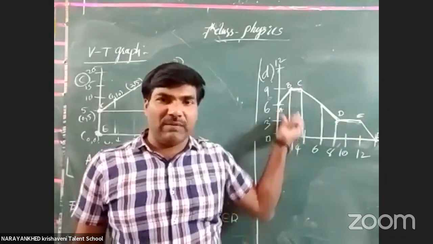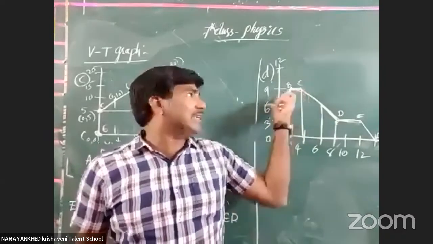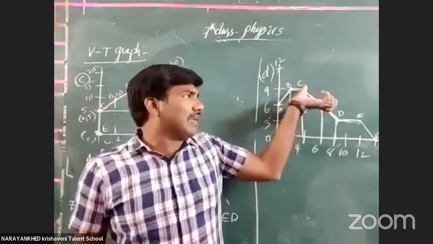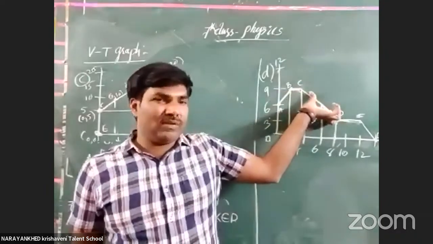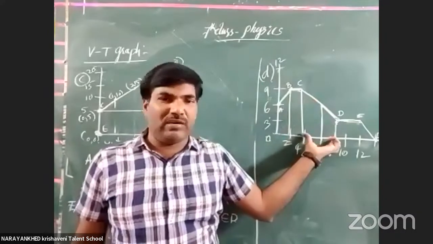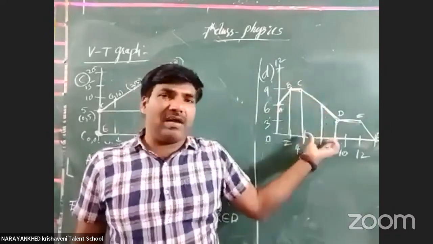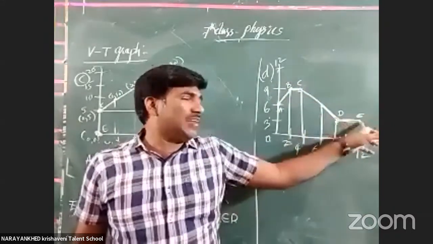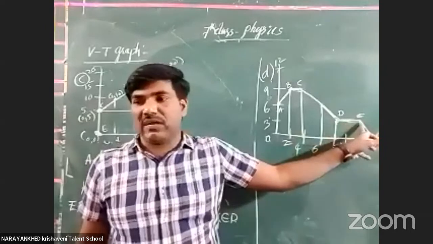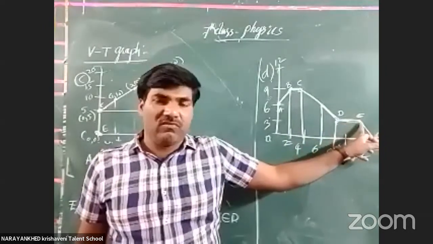From the 2nd second to the 4th second, which type of velocity does it contain? Uniform velocity. Before that it was increasing velocity. Then next, decreasing the velocity. Okay, clear or not? How is it decreasing? Uniformly decreasing. For every 2 seconds, 3 meters per second velocity decreasing. Then again it will be uniform motion. Okay, no change in velocity.